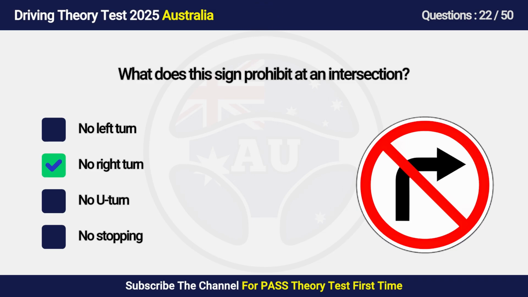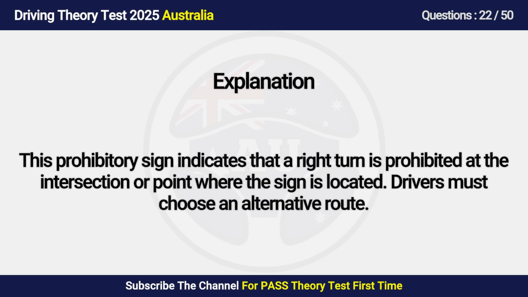Answer is B. No right turn. This prohibitory sign indicates that a right turn is prohibited at the intersection or point where the sign is displayed. Drivers must choose an alternative route.